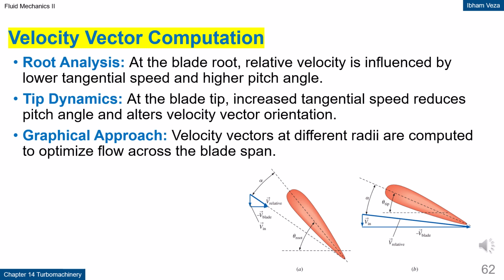Velocity vector computation. Near the blade root, the relative velocity is influenced by lower tangential speed and higher pitch angle. Near the tip, the higher tangential speed changes the orientation of the velocity vector. Therefore, velocity vectors must be computed at several radii. A graphical approach is often used to understand these changes. The goal is to ensure optimal flow distribution along the blade.